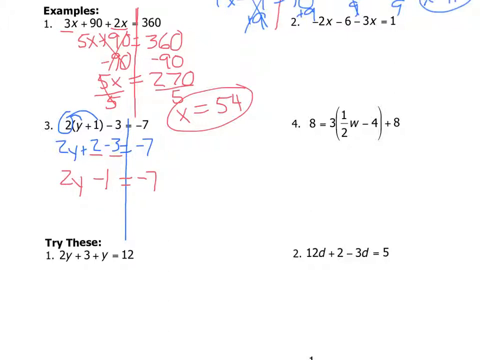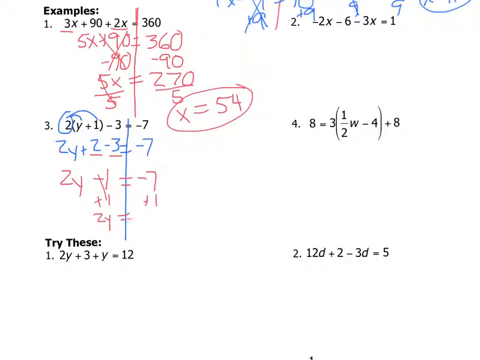Now I'm done simplifying, right? I've simplified both sides. Now I need to solve. So I'm going opposite sides of the equal sign, so I use opposite operations. Okay, so I need to get rid of my negative 1 by adding 1 to both sides.